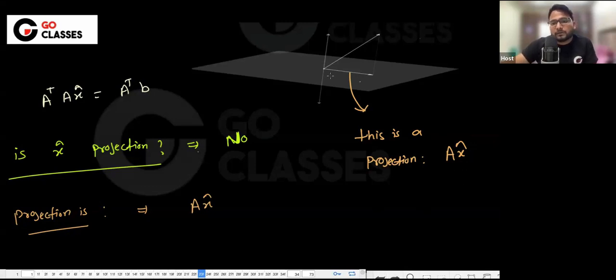It is not that x cap is the projection. Okay. x cap is the coefficient of the columns of A, which is making the projection. Right. So remember, this x cap is not the projection. This is the projection. Actually, this projection is also called the closest vector that we can get in this particular vector space.